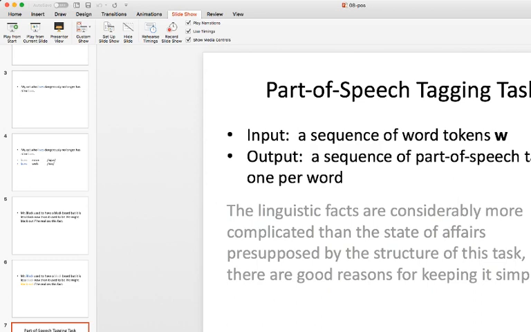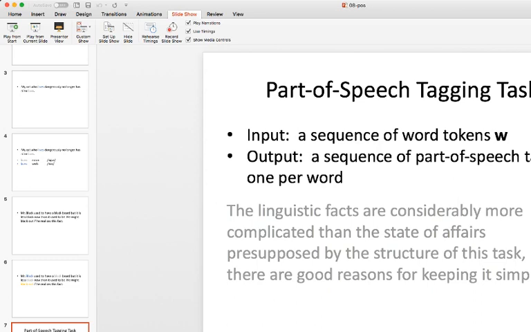Now, this task is actually not super simple. It's something that we can do well for languages where you have a lot of training data. So for English, on this task, you can get rates well above 90%. But you have a large body of data to train on. If you have less data, then this becomes a more complicated task.